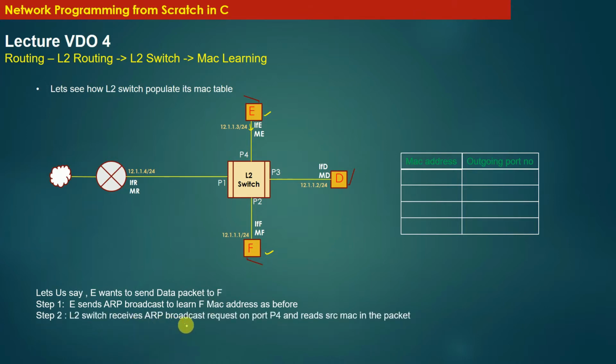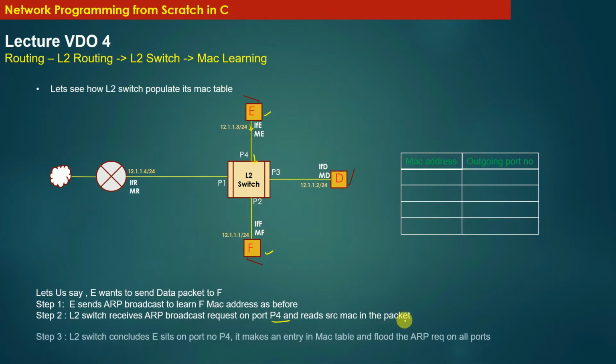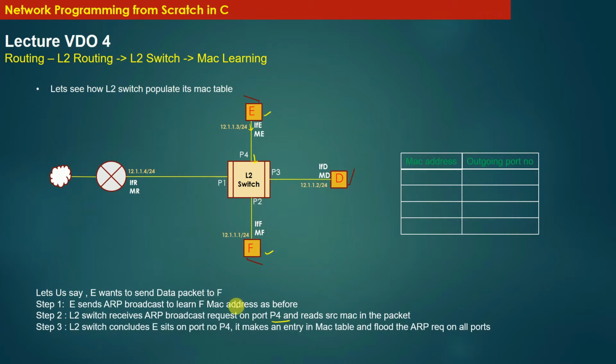L2 switch receives the ARP broadcast request on port P4, that is here, and reads the source MAC address in the packet. So what will be the source MAC address in the packet? The source MAC address in the packet will be ME. So L2 switch concludes that the machine E sits behind the port number P4. It makes an entry in the MAC table and floods the ARP request on all the ports. So in the MAC table, L2 switch will make an entry that the machine which has the MAC address ME is sitting behind the port number P4.